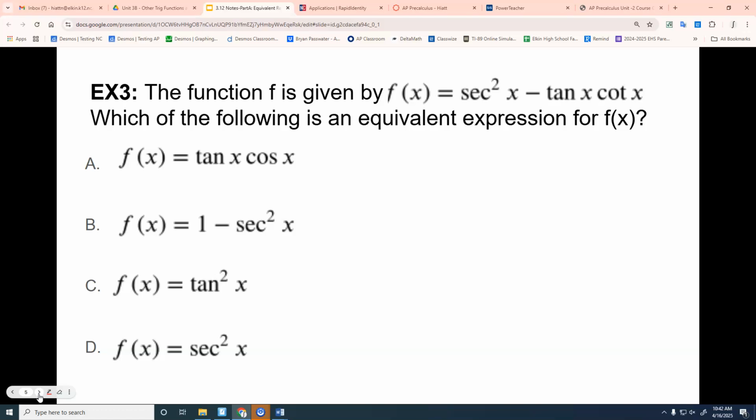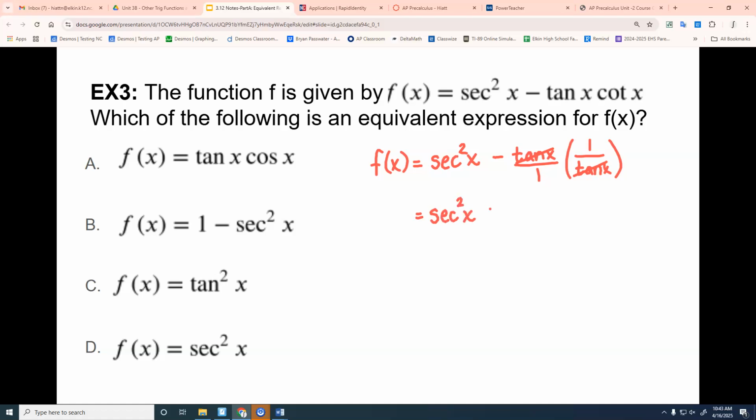Ideas. What do you think, Reese? Okay, I like that. Alright, so if I do secant squared x, I got tangent of x times 1 over tangent of x. And so that tangent right there is in the numerator. This tangent is the denominator. Those are going to cancel each other out. And I will get secant squared x minus 1.